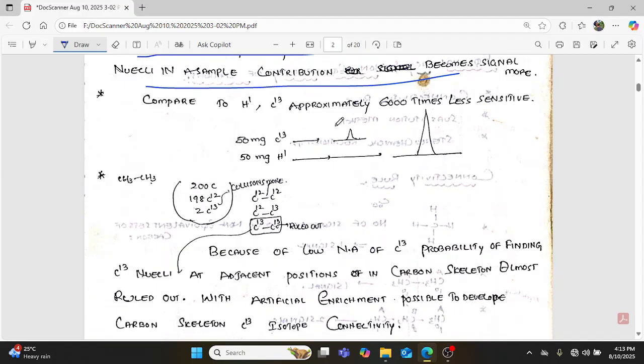See this one. Compared to the proton, C13 is approximately 6000 times less sensitive. It means if you take 50 mg of sample to record the proton NMR spectra, this is the intensity of the signal. If you take the same amount and record the C13 NMR spectra, this is the intensity of the signal we will get here.